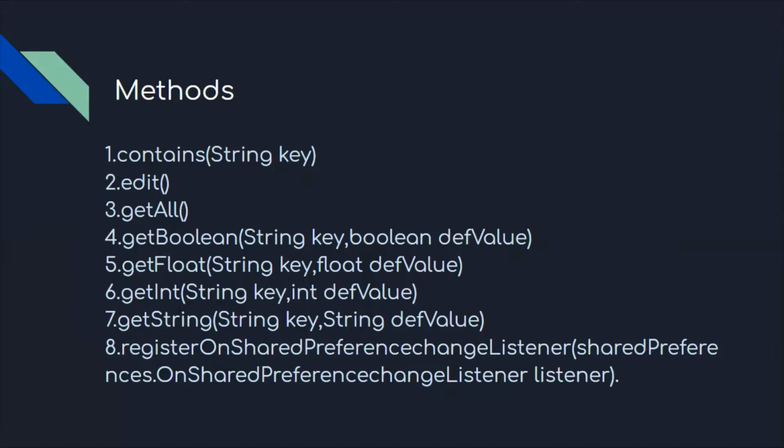GetBoolean is used to retrieve a boolean value from the preferences, followed by getFloat, getInt, and getString, which will retrieve float, int, and string values respectively. Then registerOnSharedPreferenceChangeListener: this method is used to register a callback to be invoked when a change happens to the preference.